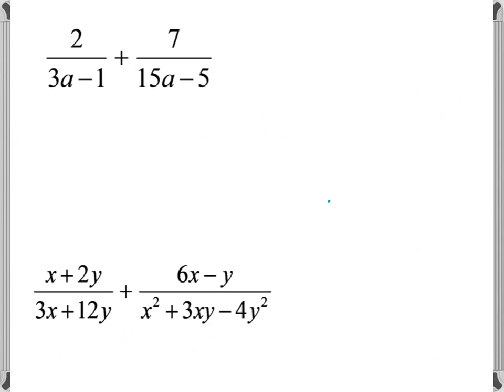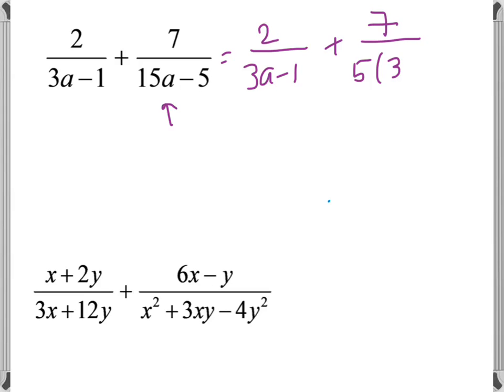Okay, just 2 more. All right, the next one actually shares a common factor. Let me keep the first one the same, and let's factor the second one. If I factored a 5 out, I'd have 3a minus 1 right here. So really the difference between the first fraction and the second one is that this one has a 5 and this one doesn't.